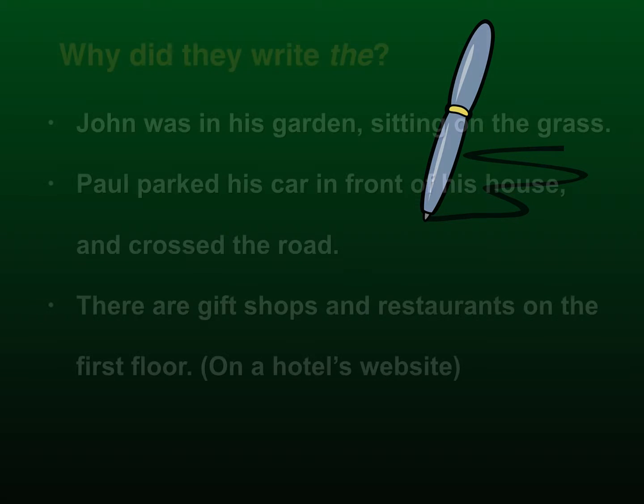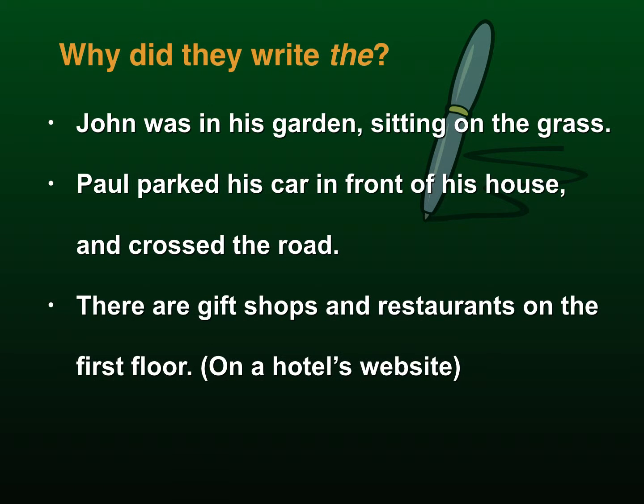Next, let's look at some written material. And when we write, we need to think about whether the reader can easily understand what we are writing about. In all the examples on this slide, the reader can easily imagine the things being referred to. When you read about John being in his garden, would you say, "Where is the grass?" or "What grass?" No, it's easy to imagine.